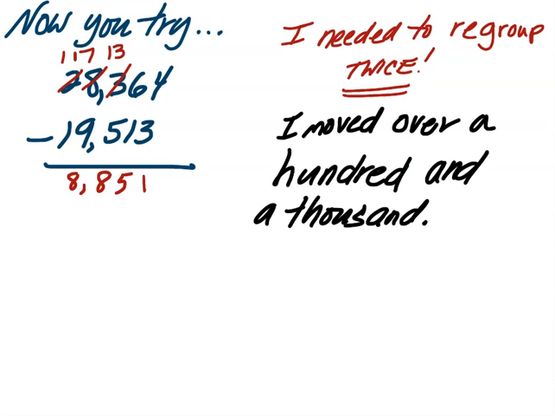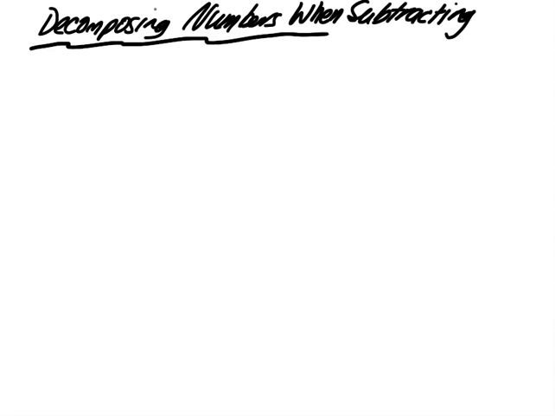I moved over 100 and 1,000. So two borrowing operations, as we like to call them. And that goes back to the traditional algorithm developed many years ago, back before your parents were kids even. You know, when people rode horses to school. Kidding. Anyway, decomposing numbers when subtracting.